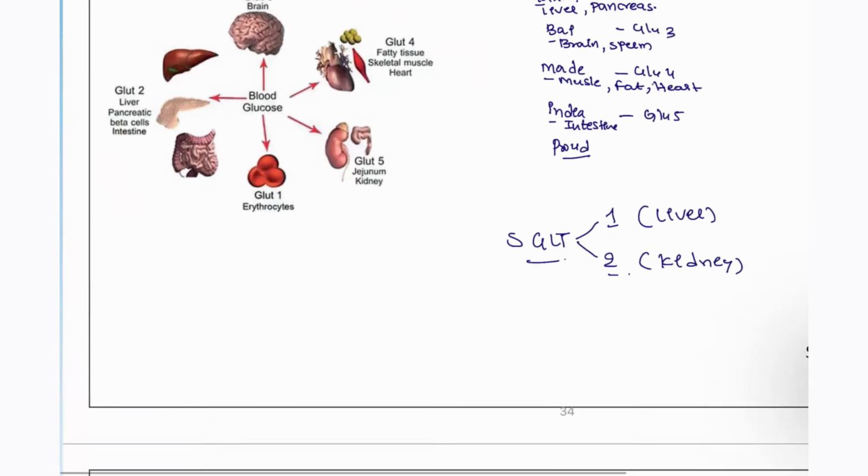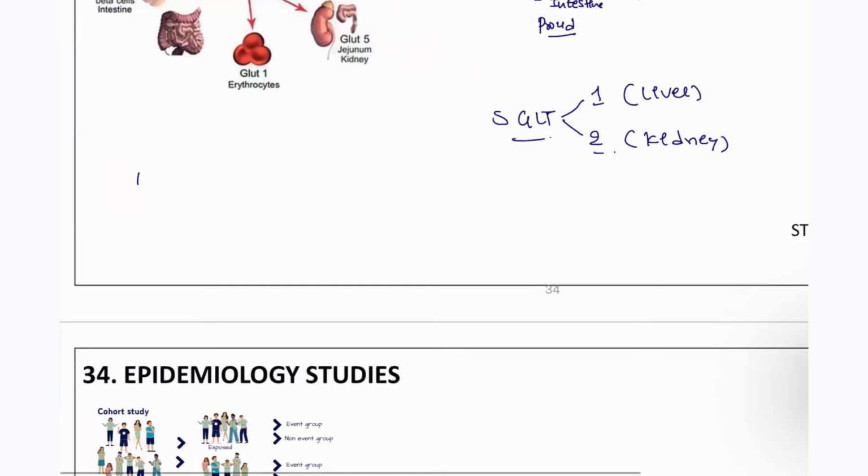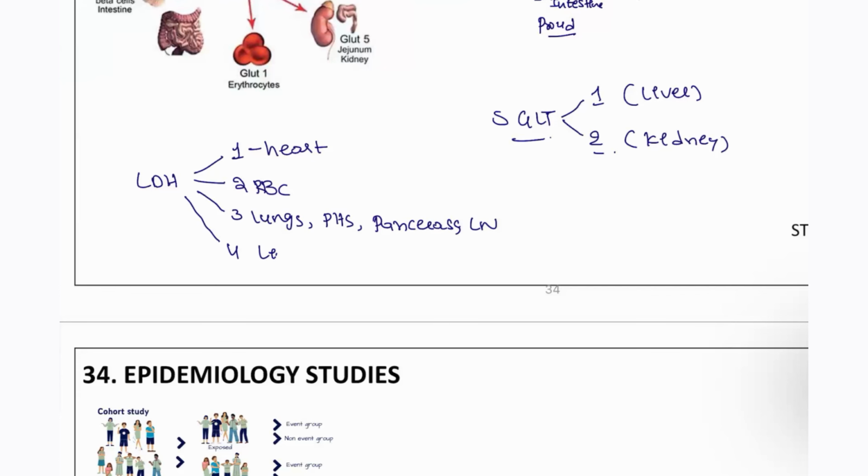Next, we also have the LDH. LDH1 is for the heart; you only have the one heart. LDH2 is for the RBC. LDH3 is for the lungs and also platelets, pancreas, and lymph nodes. Next, LDH4 is for the liver and muscle, and the same as LDH5, liver and muscle.